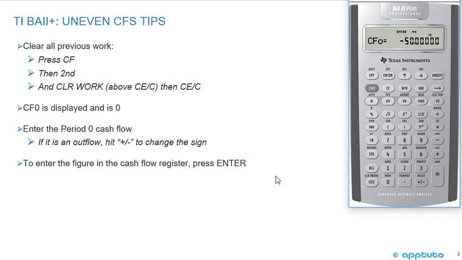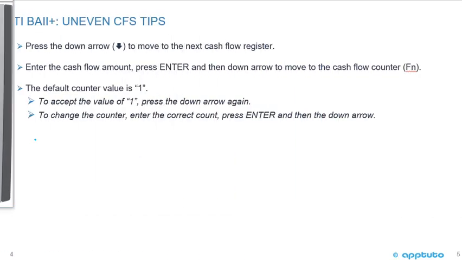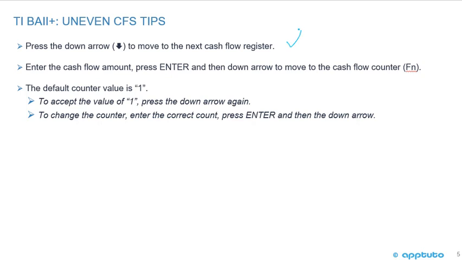Okay, so to enter each figure in the cash flow register, you hit enter, as I said. So carrying on now with the calculator tips, then you're going to press the down arrow to move to the next cash flow register. And as I said before, just think of this as entering something in Excel, and you're just clicking down through the rows, okay? So enter the cash flow amount, press enter, and then down arrow to move to the cash flow counter, which is the frequency, okay? The default on the frequency counter is 1.